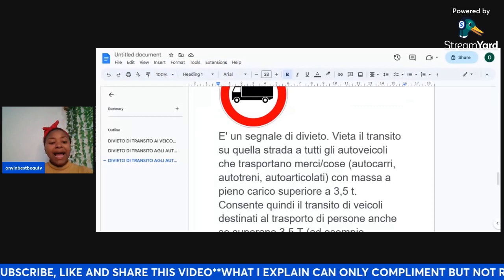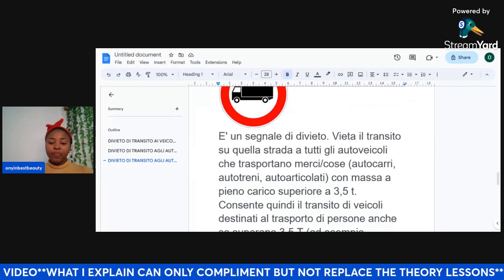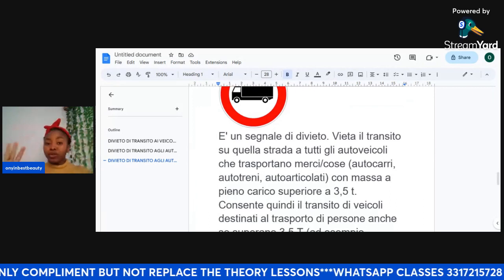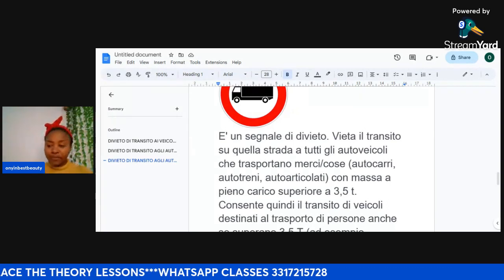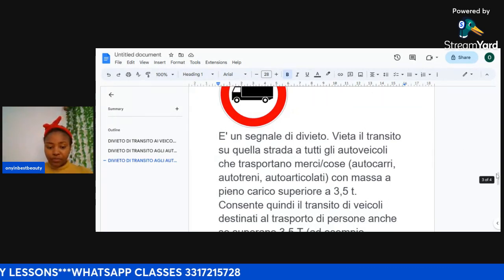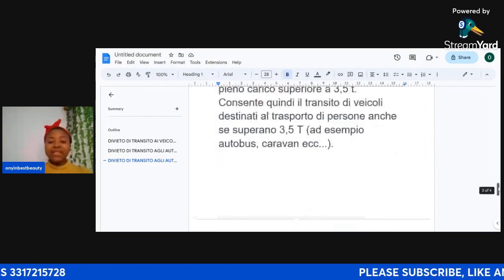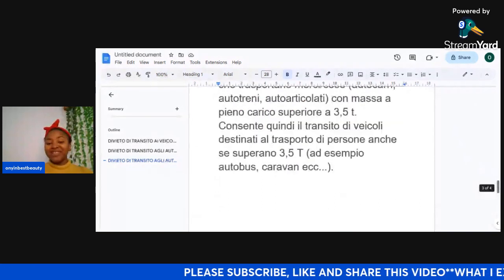Okay, con massa a pieno carico superiore a 3,5 tonnellate, with their full mass load, now, including the load they carry, if their full mass load comes past 3.5 tons, they cannot enter. Ok. Consente quindi il transito di veicoli destinati al trasporto di persone anche se superano 3,5 tonnellate.